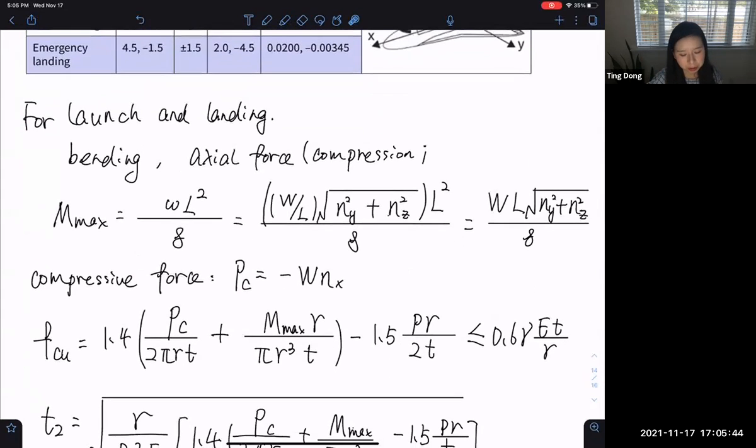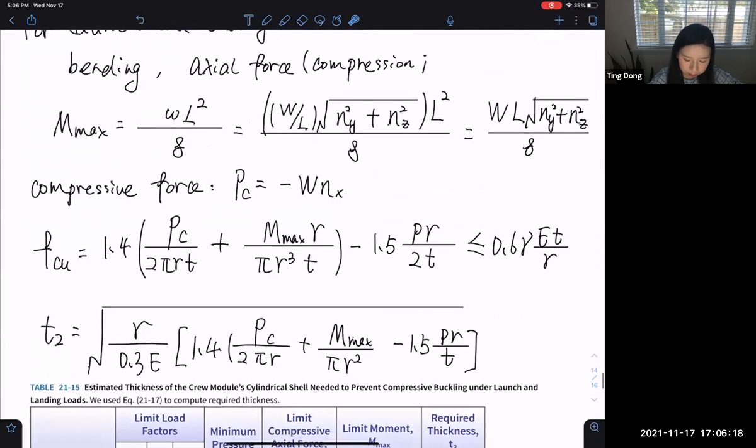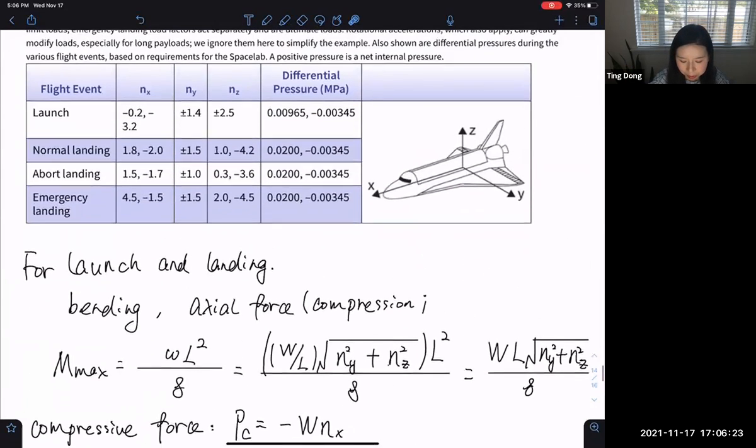Another thing we need to realize is that the differential pressure during the launch and landing changes depending on the situation. For example, during the launch, the height can be this value, and this is the lowest value. It basically means that in some situations during the launch, the outside pressure is probably a little bit higher than the internal pressure, and this can also cause a compressive stress. This time, of course, we only consider the stress in the longitudinal direction.